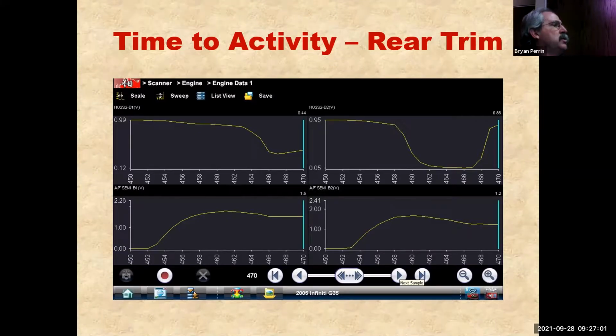So I started at 0 frame. I'm up to frame 450. And this sensor is behind this sensor. This sensor is behind this sensor. So if I look here, I can see my rear sensor voltage is high.